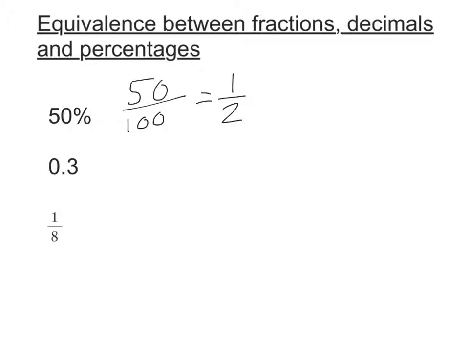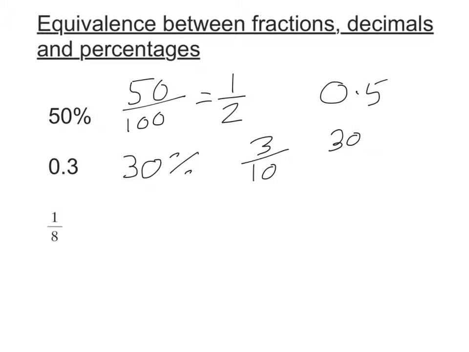In order to change a percentage into a decimal, just divide it by 100. So 50 divided by 100 is 0.5. To change a decimal into a percentage, times it by 100. So 0.3 times 100 is 30%. To change it into a fraction, if you know your tenths, hundredths, thousandths column, you could go straight to 3/10 because the 3 is in the tenths column, or you could do your percentage first and go to 30/100 and then cancel that down to your 3/10.